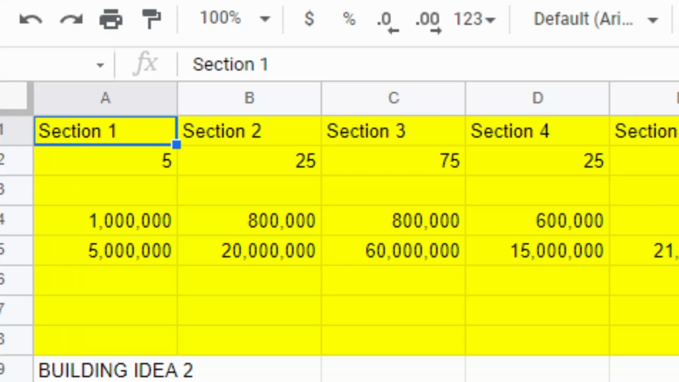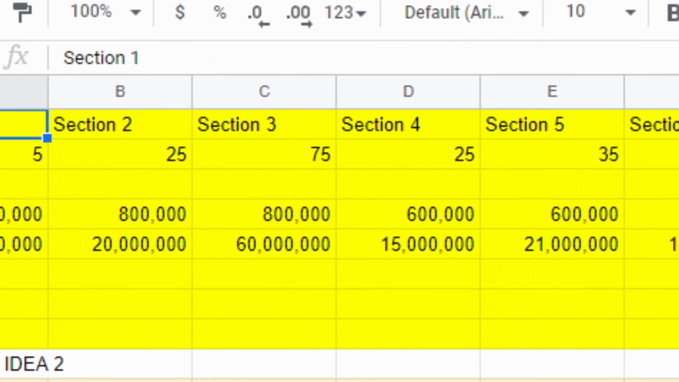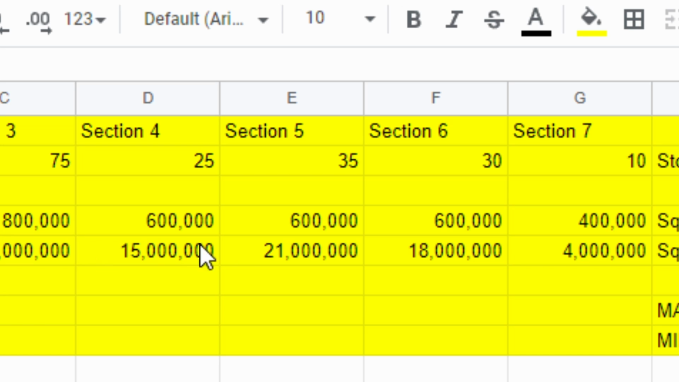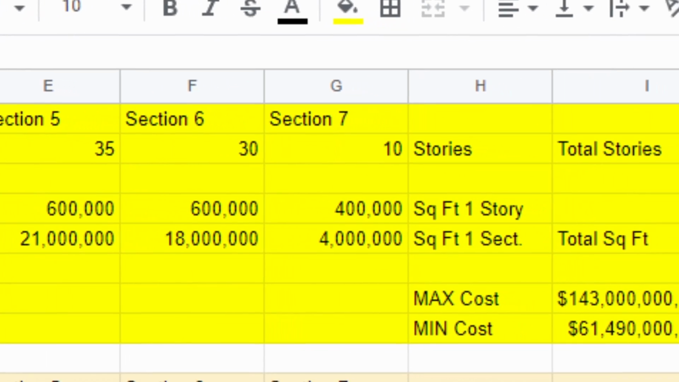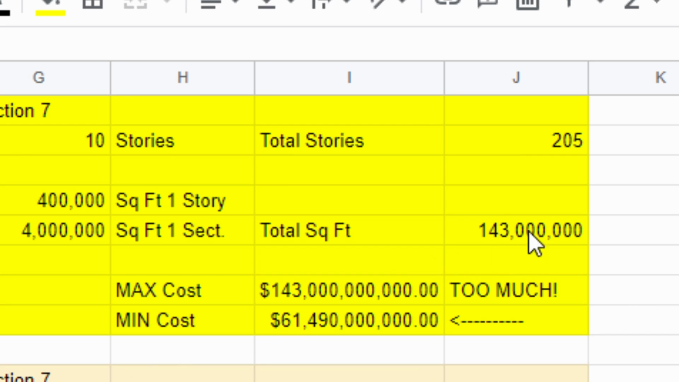So I had a design, so the next step is to do a cost analysis kind of thing. So I got this spreadsheet set up here, and you can see each of the sections' different square feet. So these are all the different sections and all their square feet. The total square feet of this whole building would be 143 million. So the minimum cost for this building, just by square feet, is $61 billion. And the maximum cost is $143 billion.